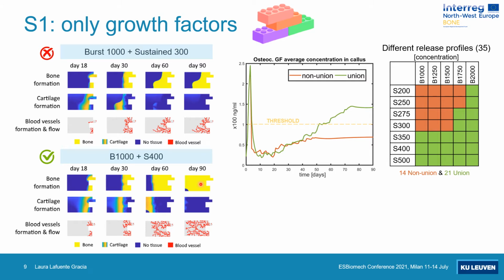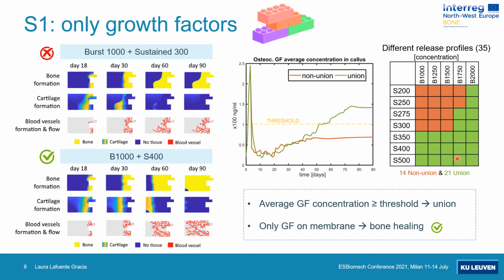Now, if we look at the average concentration of growth factors along time, we can indeed see this threshold. Beyond it, growth factor production will ensure bone healing. This tendency was also observed when we studied different release profiles, whose results are summarized in this table. All of them follow the same trend. When the threshold was surpassed, bone healing was predicted by the model. So we see that bone healing, or bone union, is achieved when only growth factors are loaded onto the membrane.